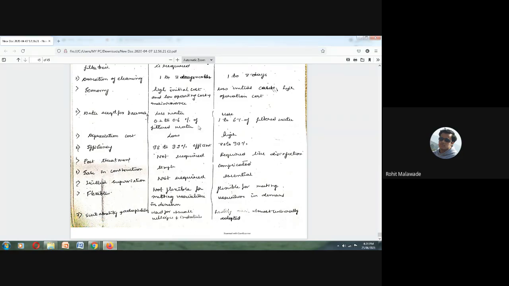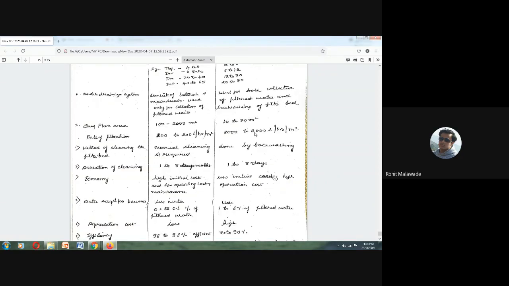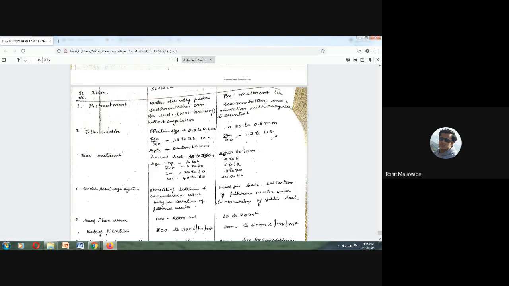It is slow sand filter. It is used for the small villages, right? Whereas the rapid sand filter can be utilized for supplying the water for the larger cities.